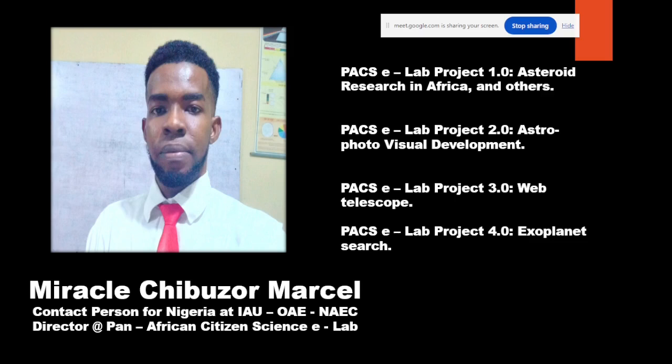So we have our first project. We have asteroid search, asteroid research in Africa, and we have other projects under that. 1.0. We have project 2.0, astrophoto visual development. We have 3.0 web telescope, and 4.0 is exoplanet search. I'm going to explain each of these projects.